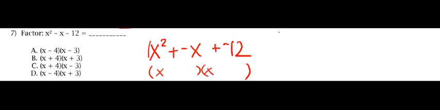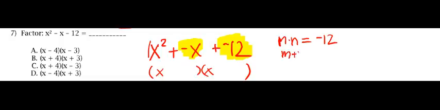Then I'm looking for two numbers that multiply to give me negative 12, but add to give me negative 1. There's a negative 1 in front of there, not just a negative. Be careful on that. So I need two numbers that multiply to give me negative 12, but add to give me negative 1. What are they going to be?